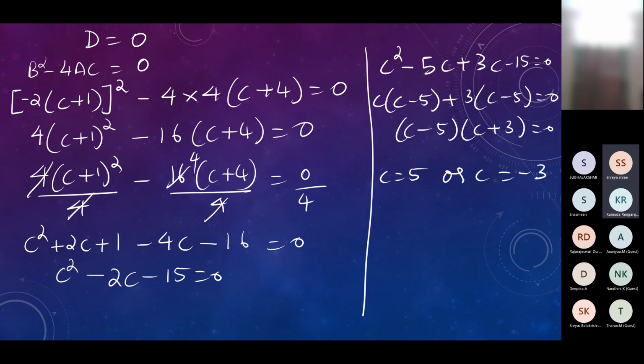So I assume all of you would have started this correctly. If you have not got this answer, maybe you have gone wrong in calculation somewhere, please take a screenshot. So the value of c can be 5 or the value of c can be minus 3. For both these values of c, the given quadratic equation will have coincident roots. Quickly take a picture.